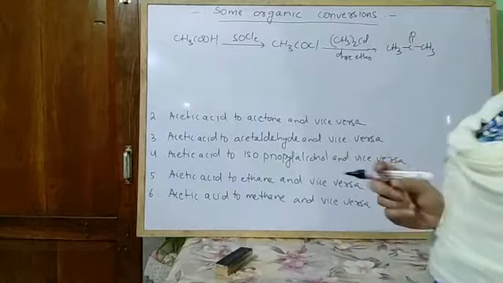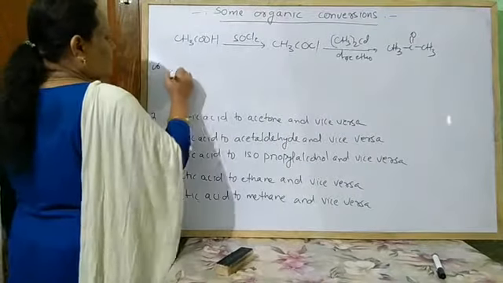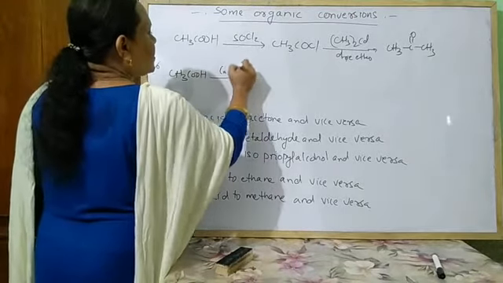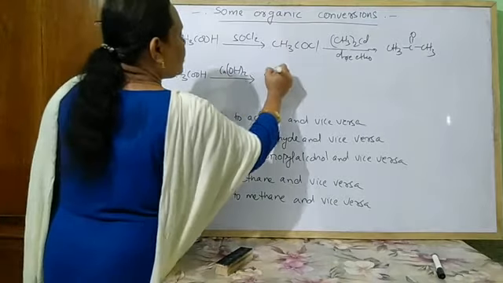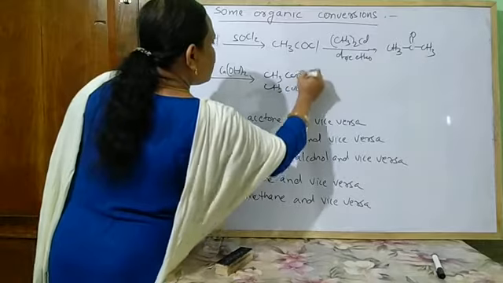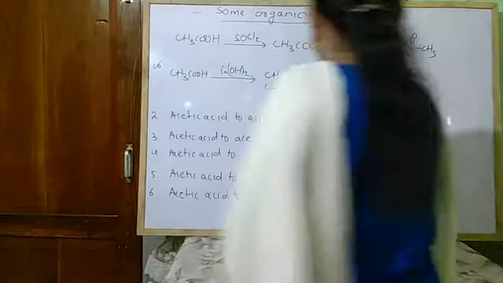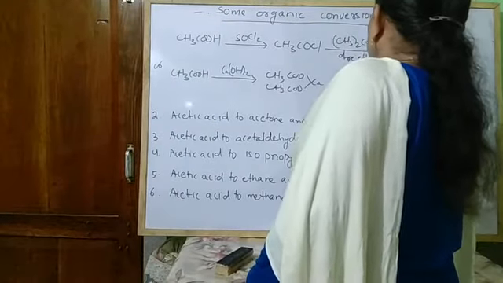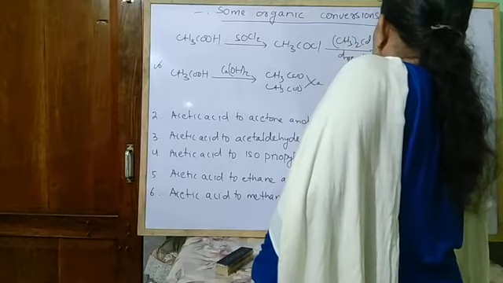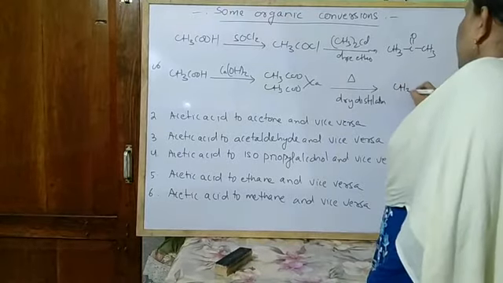This is one method, or another method is also there. A two-step reaction. Look here, acetic acid treated with calcium hydroxide forms calcium acetate, and calcium acetate when it undergoes dry distillation alone forms acetone.